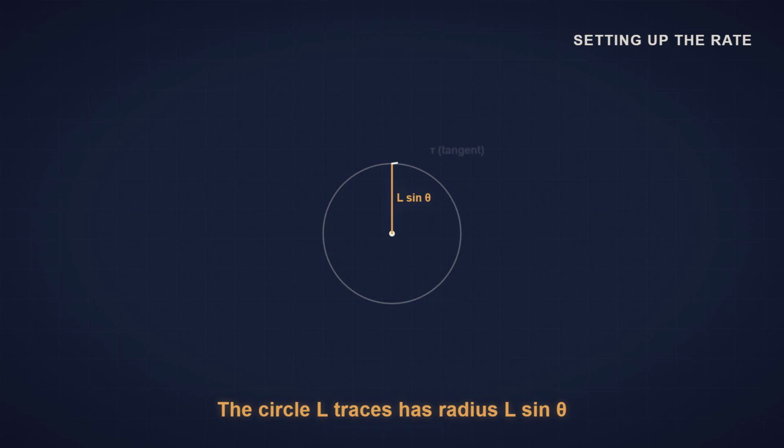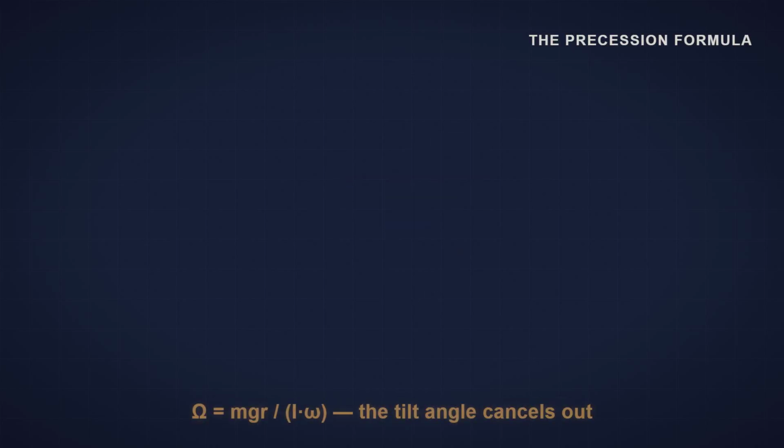This only works cleanly because torque and radius are both measured over the same tiny instant of time. So the ratio between them settles into a constant rate, rather than something that drifts as the top keeps turning. Work through the algebra, and the tilt angle appears in both the torque strength and the radius of the circle, and it cancels out completely.